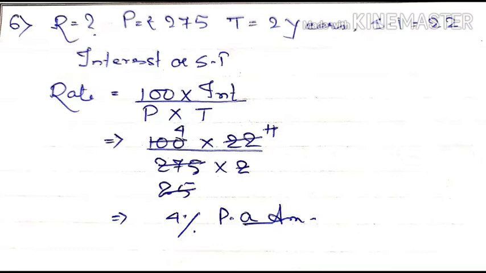What I have told you, identify all the given terms, what is rate, what is principal, then you can solve it very easily. Principal is 275, time is 2 years and interest is rupees 22. Now by using the formula for rate we can solve this question very easily.